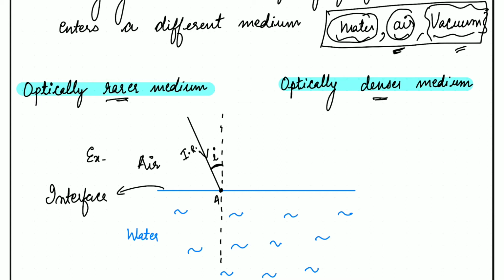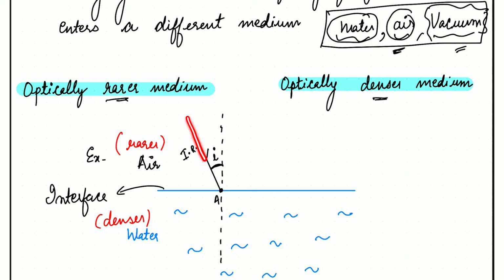So let me just quickly write that down. From a simple experiment, we can say this air is rarer and this is denser, right? Now again, this rarer and denser concept can only come when we are comparing mediums. So right now I am comparing air with water. That's why I'm saying air is rarer and water is denser.